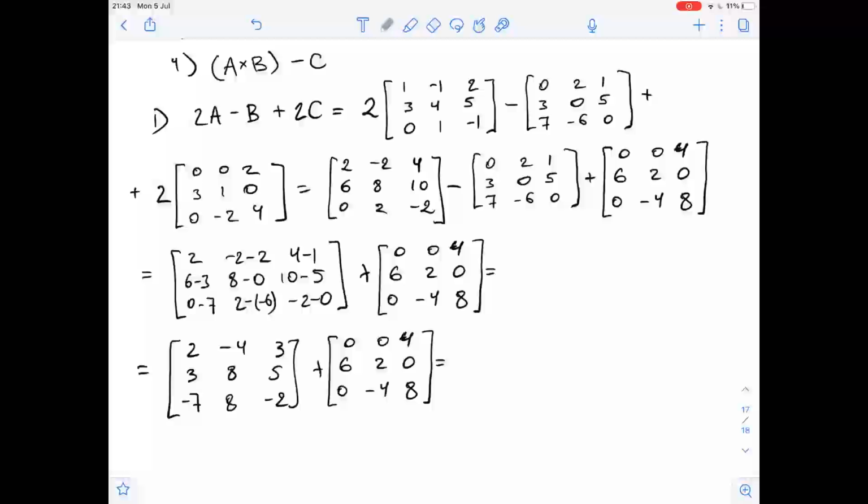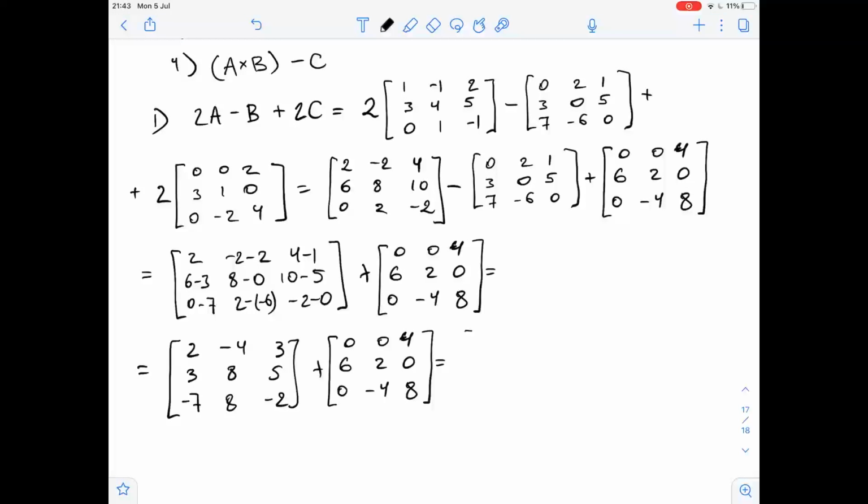Now we will add these two matrices. Again, we just need to add the corresponding entries. So it's 2 plus 0, which is 2, negative 4 plus 0, which is negative 4, 3 plus 4, which is 7, 3 plus 6, 9, 8 plus 2, 10, 5 plus 0, 5, negative 7 plus 0, negative 7, 8 minus 4, 4, negative 2 plus 8, 6. So this is the result of the first expression.